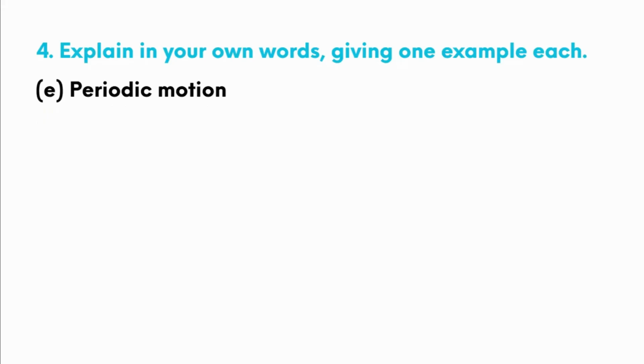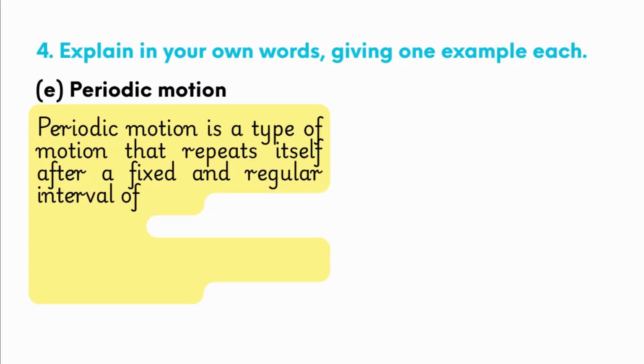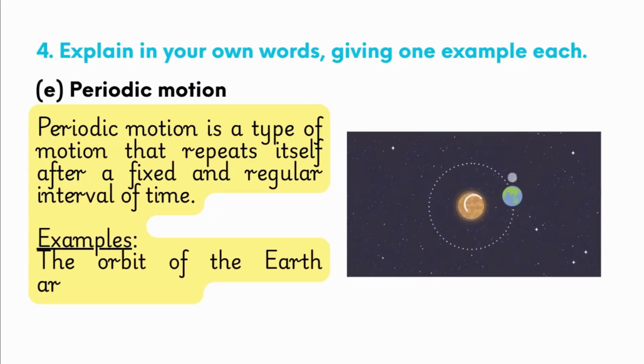Next is periodic motion. Periodic motion is a type of motion that repeats itself after a fixed and regular interval of time. Example for periodic motion is the orbit of the earth around the sun. In this type of motion, after the same period, the object is just following the same movement. That's why this is the periodic type of motion.